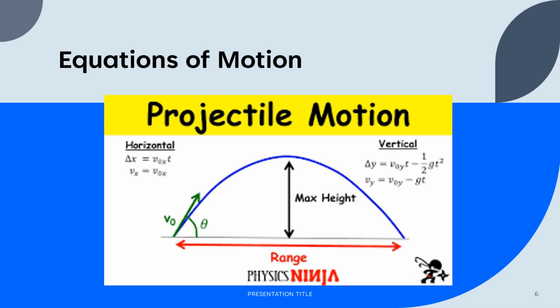And just the equations of motion. So here we have horizontal motion, which is the change in distance in the x-axis equal to the initial velocity of the x-axis times time. And in the vertical motion, we have the change in y, or just the change in height, equal to the initial velocity times t minus 1/2 of gravity times time squared.